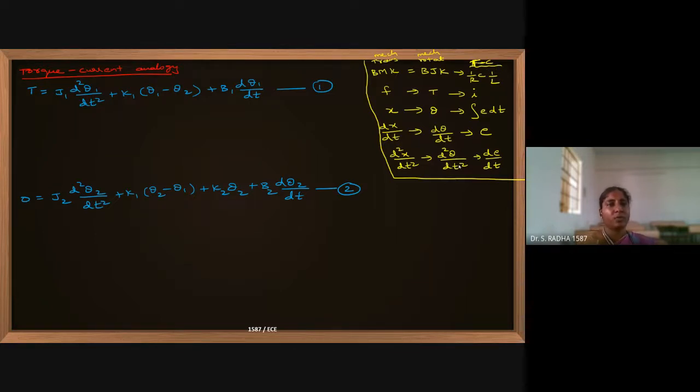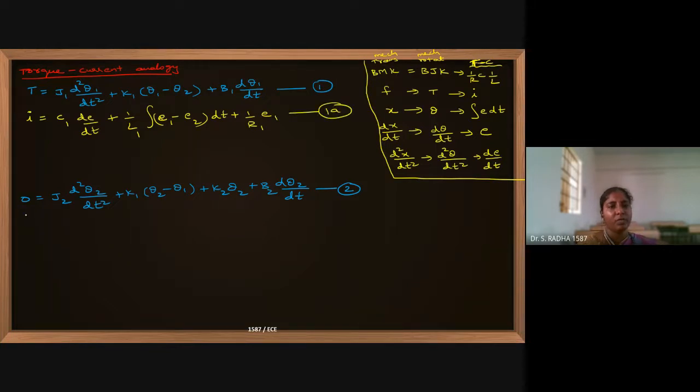Okay, now put the equivalent parameters. T means current. Then J means C, so C1 dE by dt, plus K means 1 by L integration of (E1 minus E2) dt, plus B means 1 by R, and d theta by dt means E1. This is equation 1A.